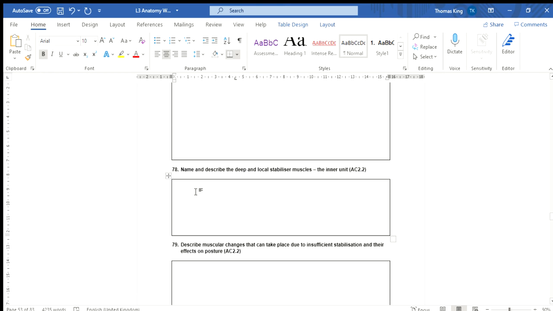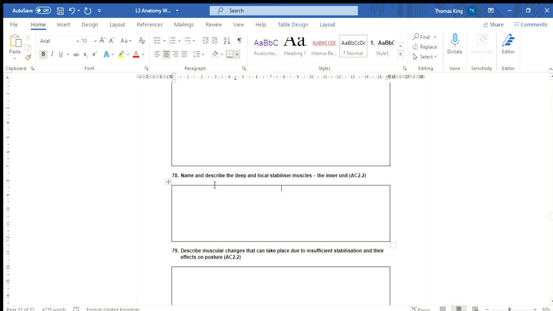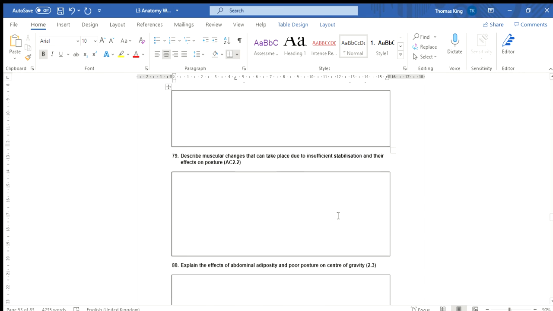Okay, so 78, moving on from 76 here, guys. We need to give a name and describe the deep and local stabilizer muscles. So these are the inner unit muscles, and we need to just give a short description of each of those. So we've got around about four muscles, I think. So you need to find out what they are and just give a quick description of each of those for me.